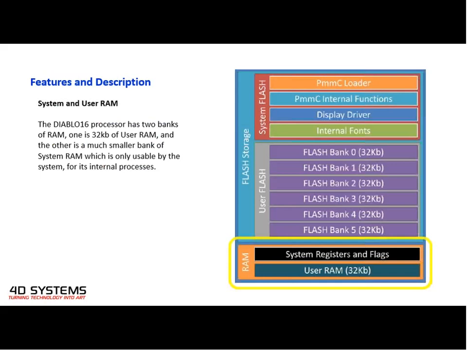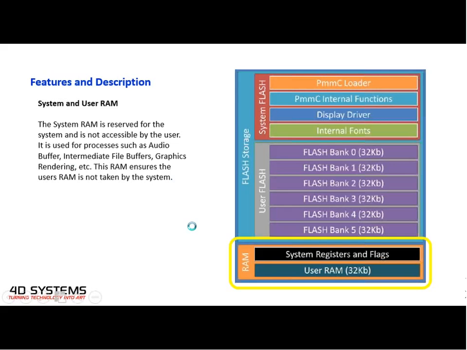So now we go to the system and user RAM. You have a user RAM of 32 kilobytes and a system register and flag separate section for all internal processes. So the system RAM is reserved for the system and it's not accessible by the user. It is used for processes such as the audio buffer, intermediate file transfers, graphics rendering, etc. This ensures the user's RAM is not taken by the system.